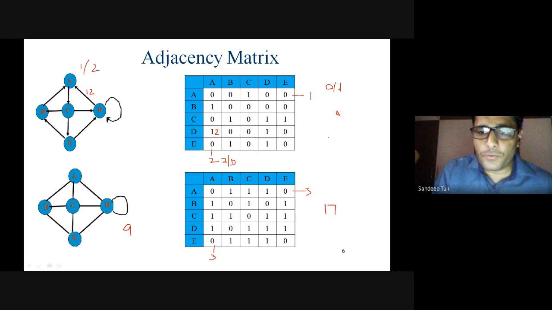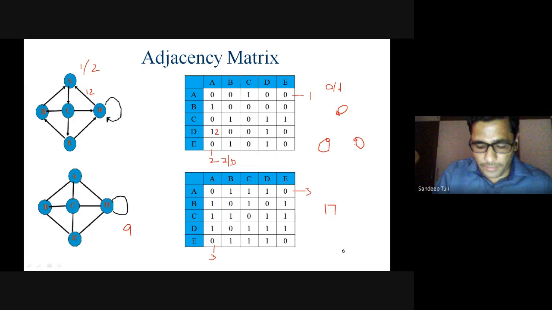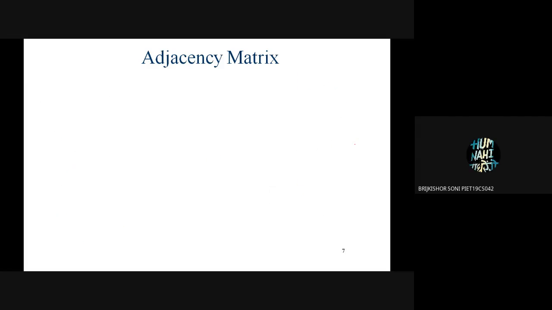Suppose I am having this graph A, B, C, and I am having a loop over there on all the three vertices. So which kind of graph will I get? Diagonal matrix. Identity matrix, sir. Identity matrix, in which all the diagonal elements will be 1, and the rest all will be 0.